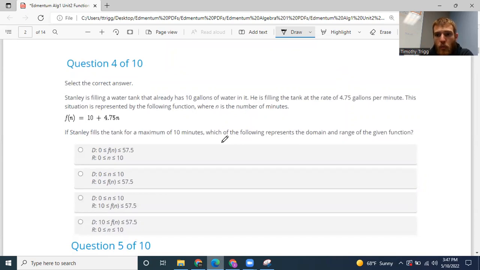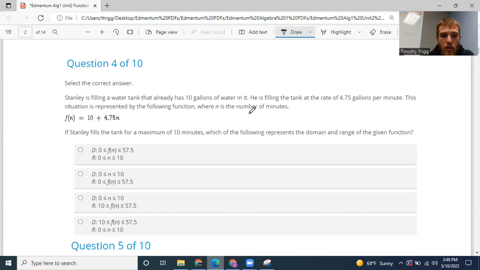Oh, words and decimals, my favorite. Stanley is filling a water tank that already has 10 gallons of water in it. He is filling the tank at a rate of 4.75 gallons per minute. This situation is represented by the following function, where n is the number of minutes. So we have this function, f of n equals 10 plus 4.75n. If Stanley fills the tank for a maximum of 10 minutes, which of the following represents the domain and range of the given function?